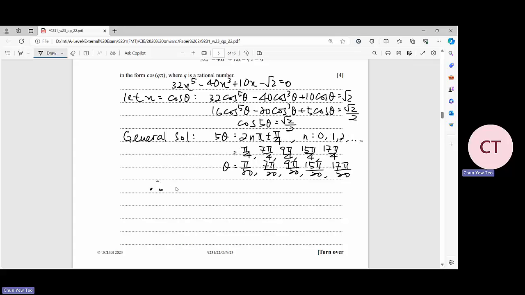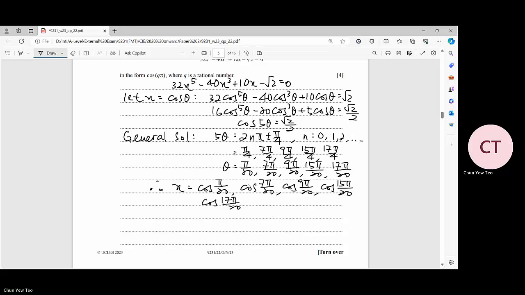So therefore, your solution x is equal to cos pi over 20, cos 7 pi over 20, cos 9 pi over 20, cos 15 pi over 20, and the last one will be cos 17 pi over 20. Let me write properly. So these are the 5 results, because you are looking for the power of 5, you're supposed to have 5 roots.